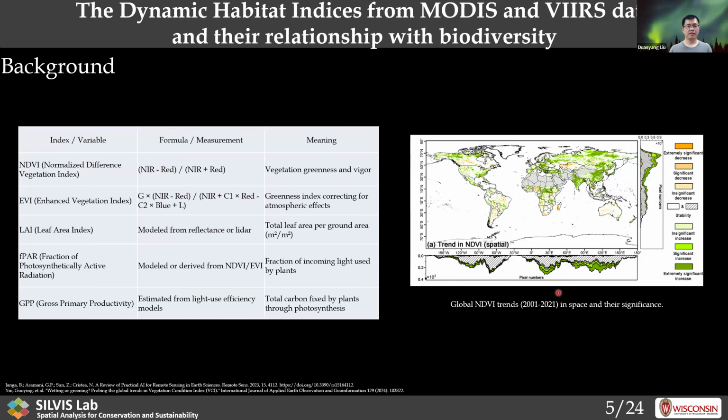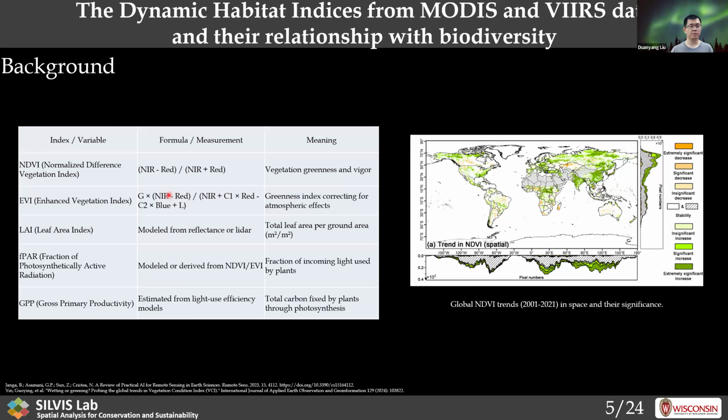Combine the spectral and biophysical characters of vegetation. The sensors on those satellites can effectively characterize the different aspects of vegetation, such as vegetation greenness, the efficiency of sunlight used, or how much carbon it captured. And the different vegetation indices provide different aspects of that information.